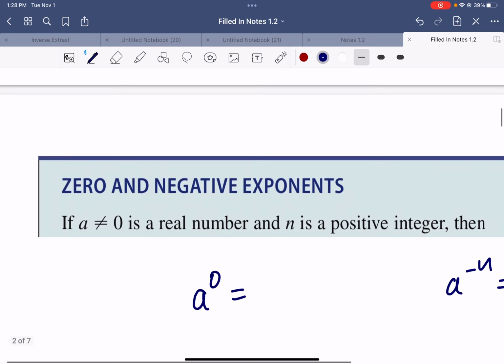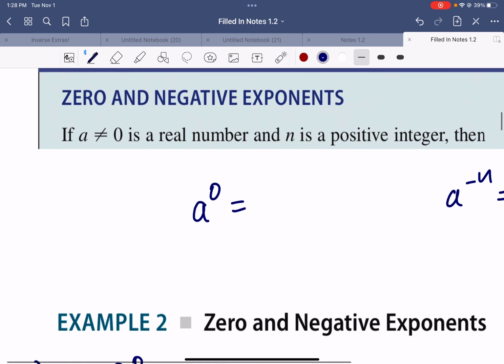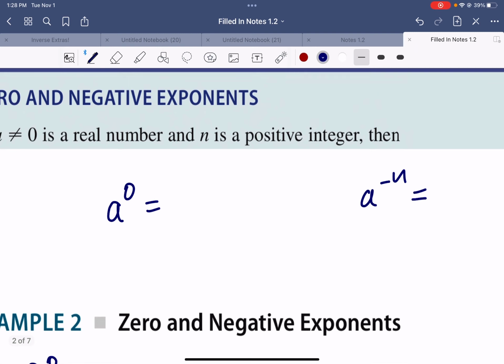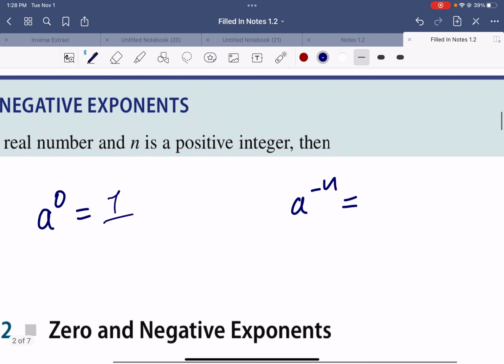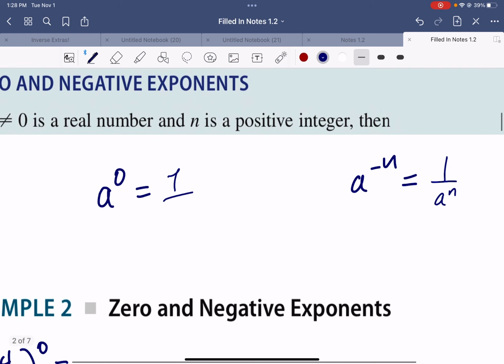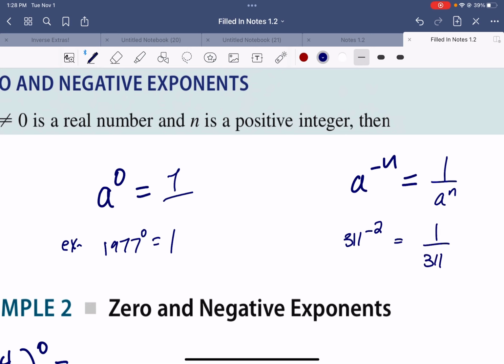Okay, let's do another example. Anytime you have 0 and negative exponents, anything to the 0 is 1. And then anything to a negative number just means 1 over that thing to a positive number. So for example, 1977 to the 0 is just 1, but 311 to the negative second is just 1 over 311 to the second.